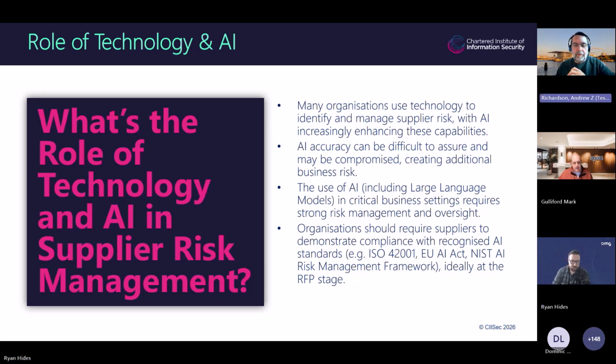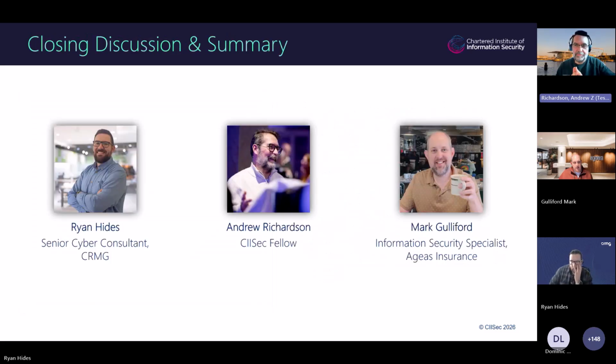Okay, fantastic. Let me move on to a closing question for both of you really to answer. If an organization could only improve one aspect of its supplier risk management tomorrow, where would you advise them to start? If they're going to improve one, I would say that's pretty quick and has a high impact.